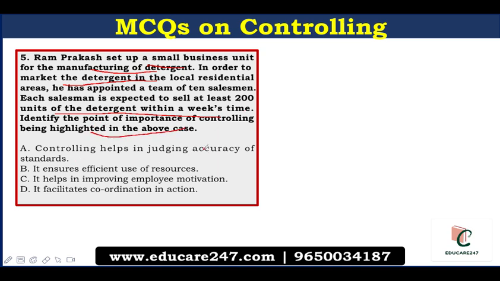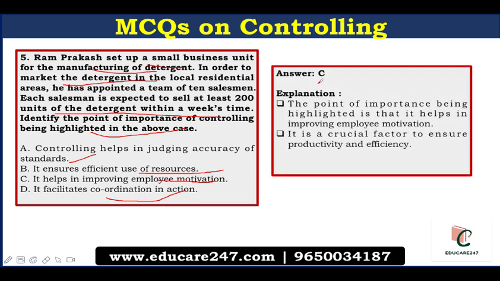A. Controlling helps in judging accuracy of standards. B. It ensures the efficient use of resources. C. It helps in improving employee motivation. Or D. It facilitates coordination in action. So the correct answer here is C. That is, it helps in improving employee motivation.